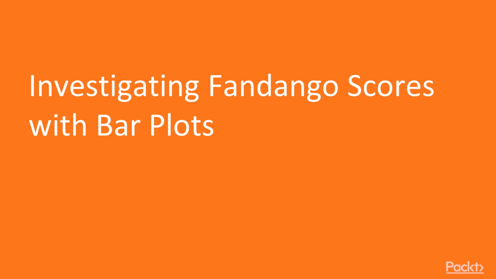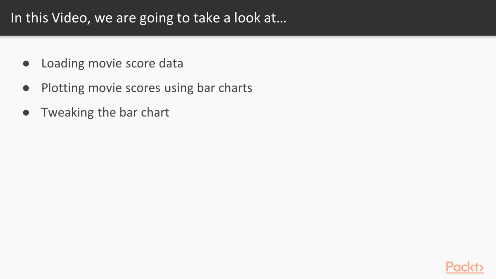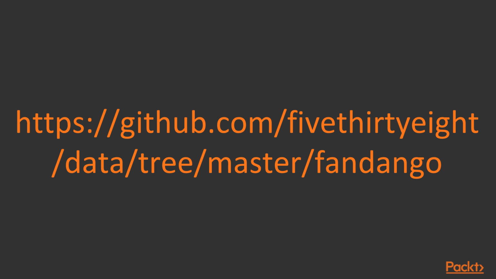Today's video, we're going to begin by grabbing some data from Fandango, the popular movie rating website, and investigate different movie scores using bar plots. So in this video, we're going to take a look at how to get this movie data into Python using pandas, how to plot some different movie scores using bar charts, and how to tweak the appearance of these bar charts. So we'll begin by actually downloading this data, which you can get from 538's GitHub repository at this URL.